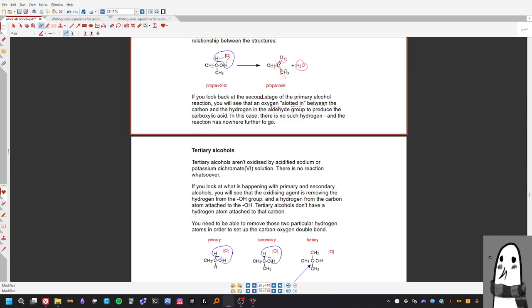Since there is no place for that O, if another O comes in and there is no place for that O to go, therefore there is no reaction that's going to happen, and you finish at propanone.